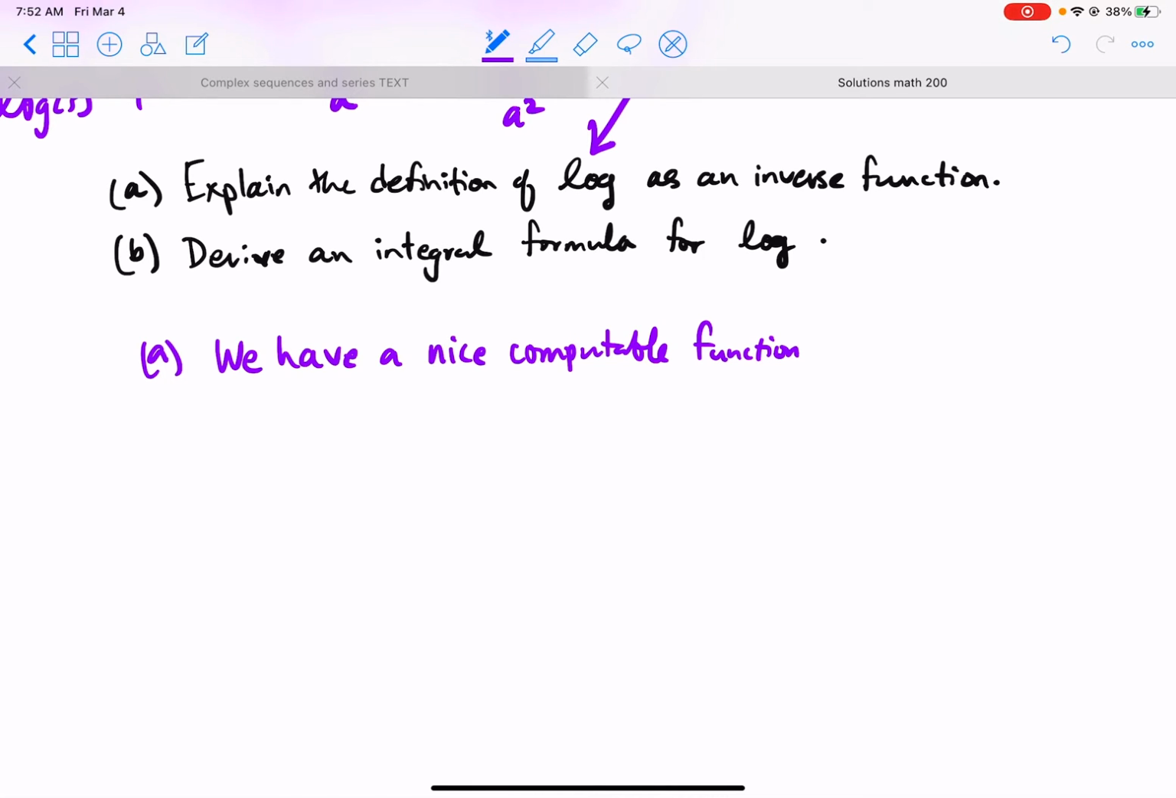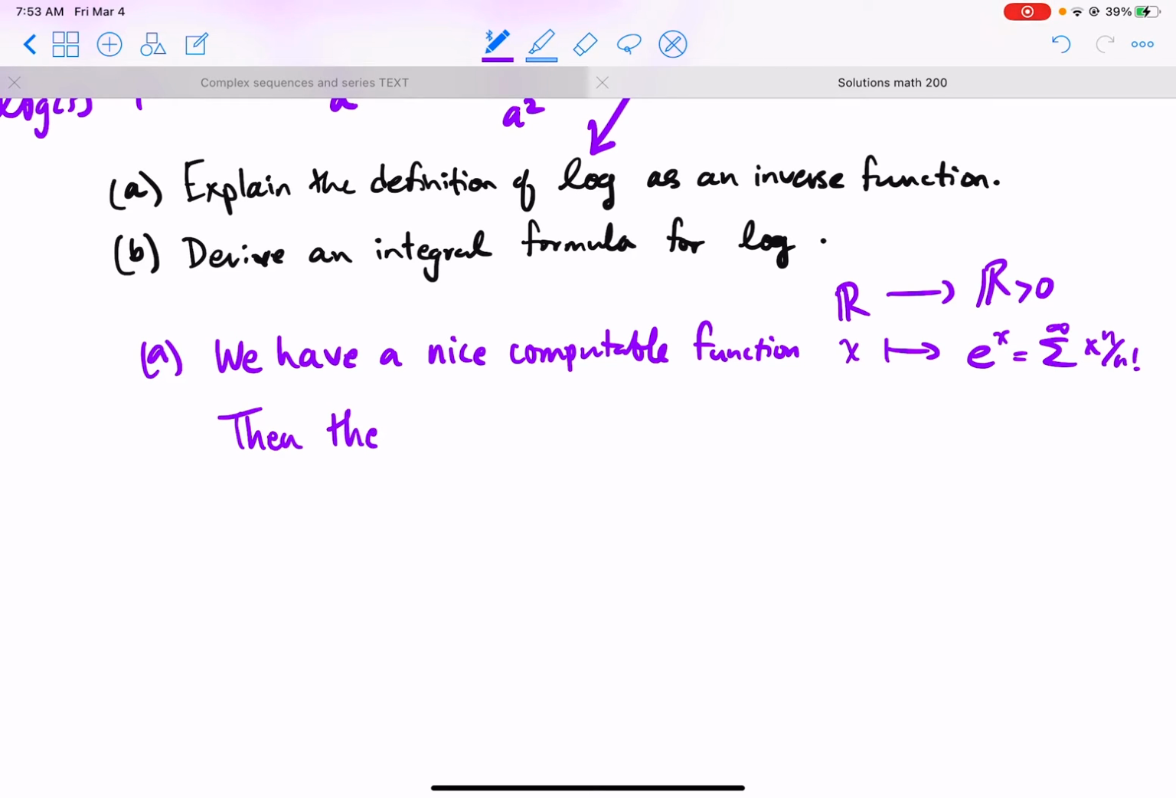So we have a nice computable function that sends x to e to the x. Computable, I mean like you can approximate it to any desired accuracy because it's absolutely convergent. And it'll take any complex number at all, but for this problem, we're just going to let it eat real numbers, and it's going to spit out positive real numbers.